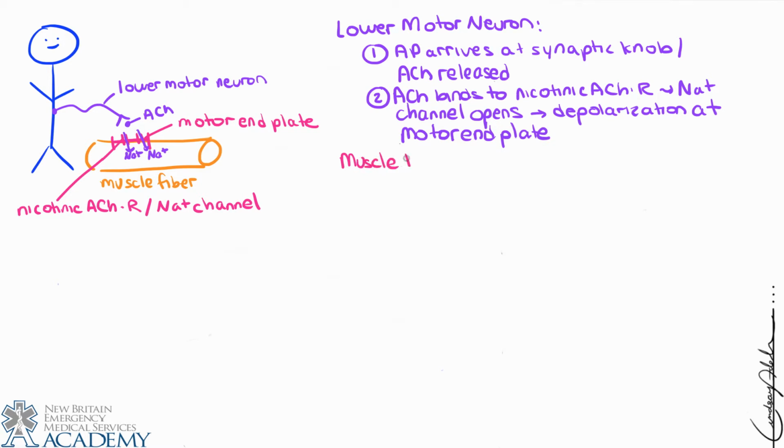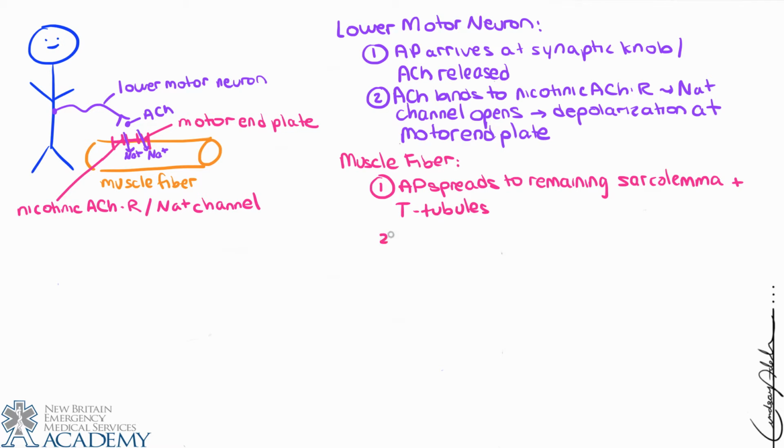Now, it's at this point where the muscle fiber takes over and does the rest of the work. Once depolarization occurs at the motor end plate, the depolarization spreads through the entire sarcolemma and also to the T-tubules. The T-tubules, we know, contain calcium, and in their membrane they have the dihydropyridine receptor. Here's another important difference between cardiac muscle contraction and skeletal muscle contraction.